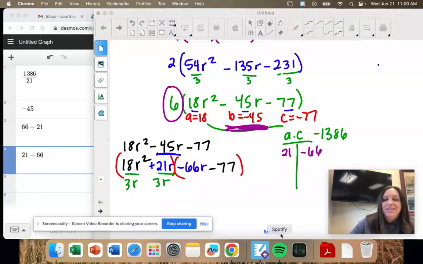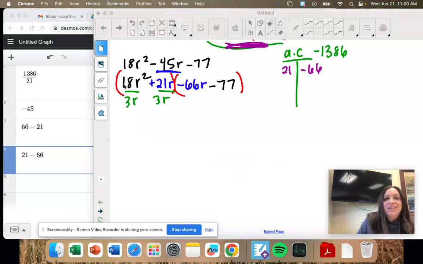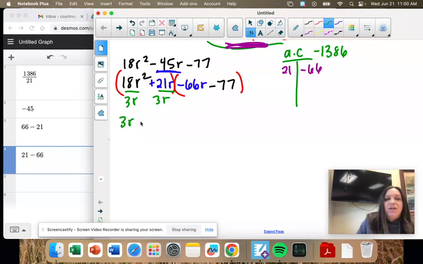Again, I'm going to remind you to work on your times tables. It makes us go faster. So if you take out the 3r, 18 divided by 3 is 6, and then you have an r left over. 21 divided by 3 is 7.